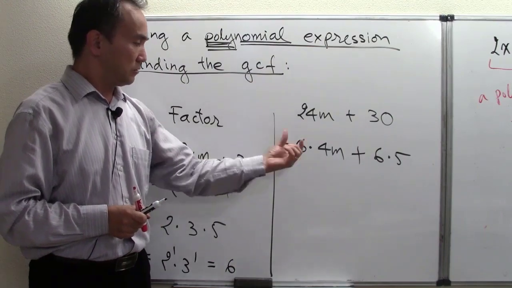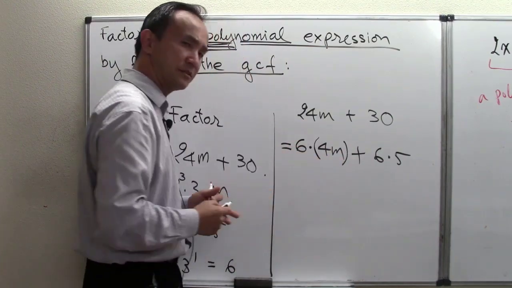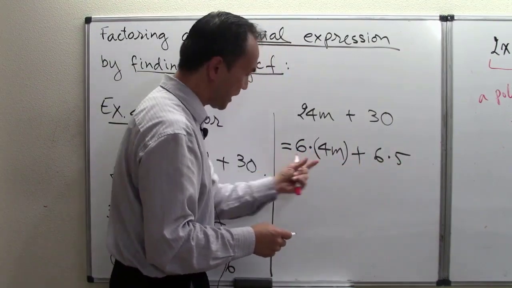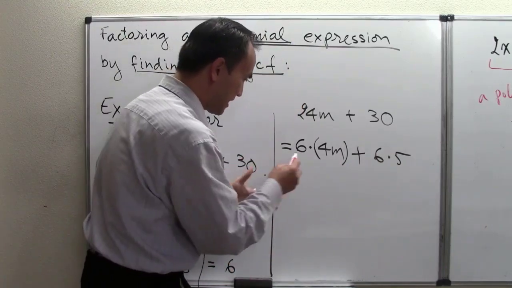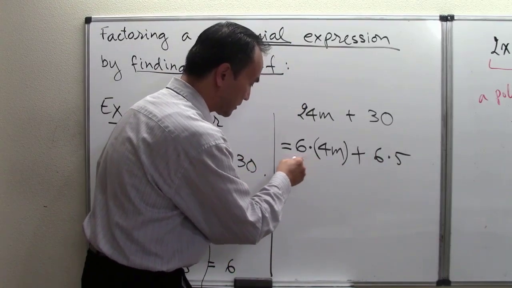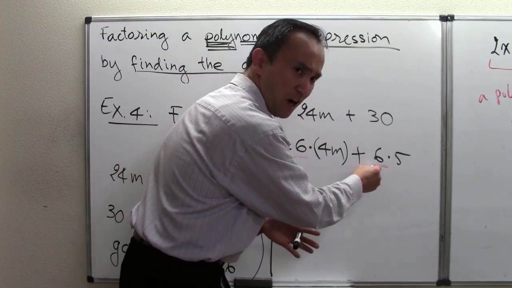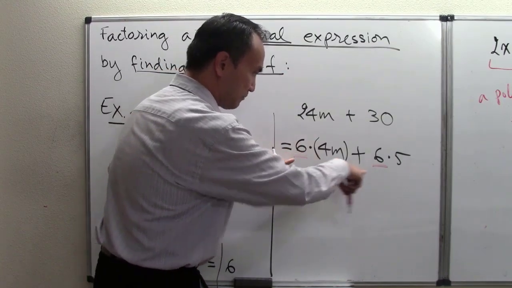And so now 6 times 4m. Should have also put that in parentheses. 6 times 4m and 6 times 5. And so now I see, let me underline right here, 6 here is the greatest common factor. 6 is the greatest common factor. So the common factor is multiplied with 4m. The same factor is multiplied with 5.